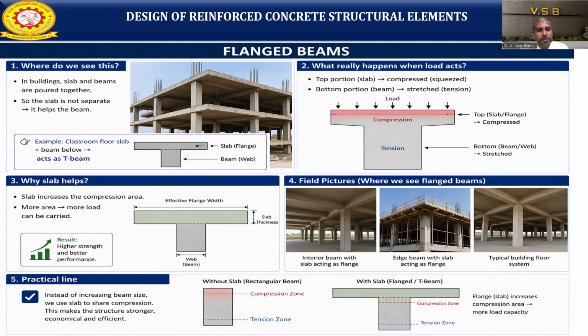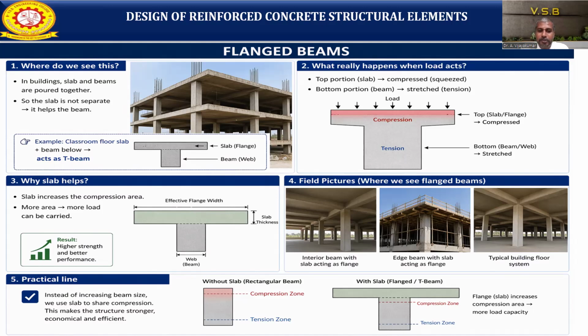Okay, so we use the slab to share the compression. When you use the T-beam, the compression area is more, so the load carrying capacity will also be more. So it makes the structure stronger, more economical, and more efficient. Now here we can see the image, the two comparisons: without the slab, a rectangular beam, and with the slab, the flange and T-beam. We have two different images here.